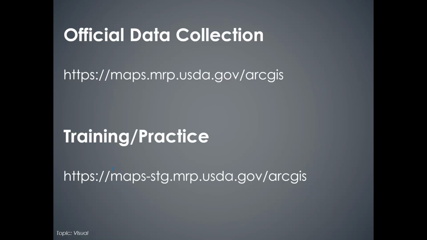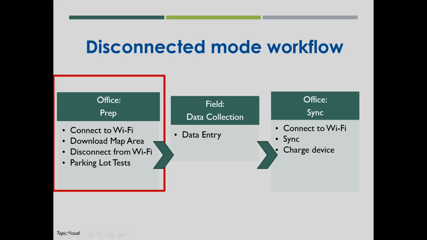So the official SLF survey map is held in this top URL. I'll give you these little boxes to help you out. The maps.mrp is the official site, and the training version, which we're going to use to demonstrate things and play around in today, is in the staging portal, maps-stg or stage.mrp. So be very careful that if you are entering real data, you are in the official site, this URL at the top. And if in doubt, sign out.